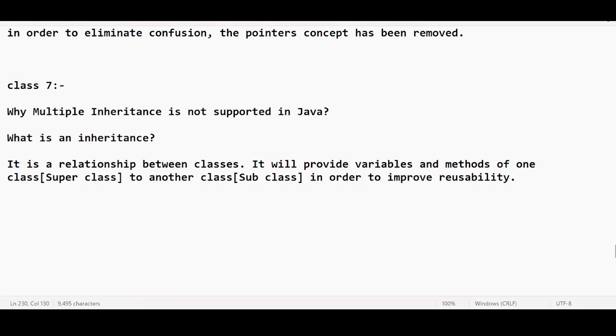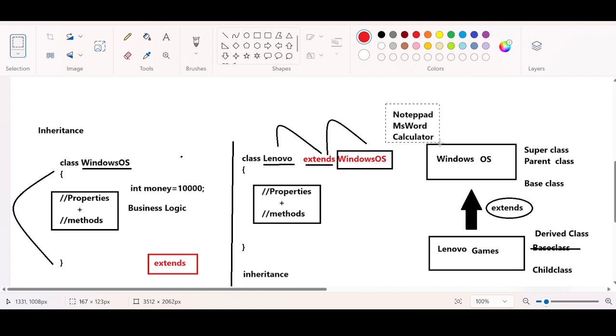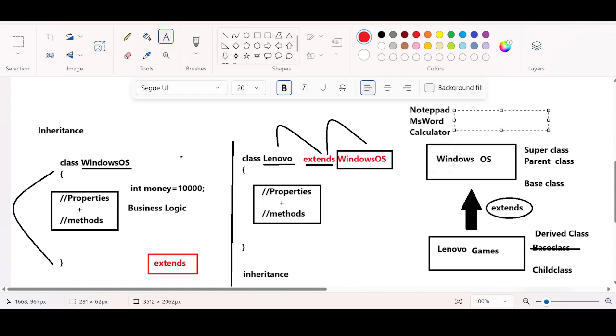So go back and see. It is a relationship between classes. We made a relationship by using the extends keyword. After making the relationship, it will provide variables and methods of one class, the superclass, to another, the subclass, in order to improve reusability. Why do we need to make a relationship? To achieve reusability. In this case, you can directly utilize all the facilities offered by Windows OS. Instead of developing your own application for Notepad or MS Word or calculator, you can utilize this. Instead of utilization, I can say reusability.